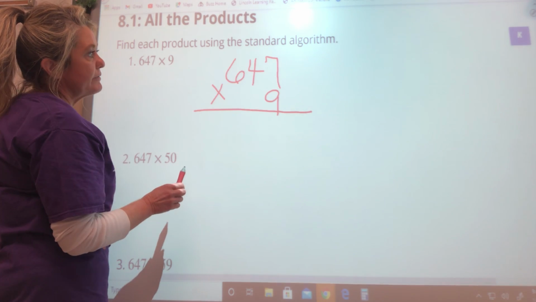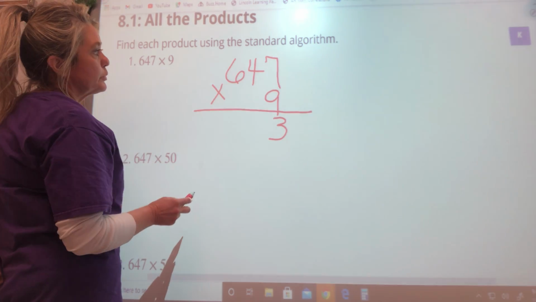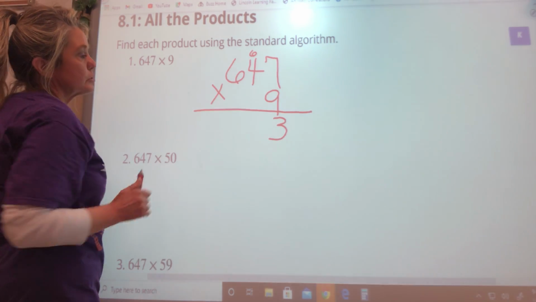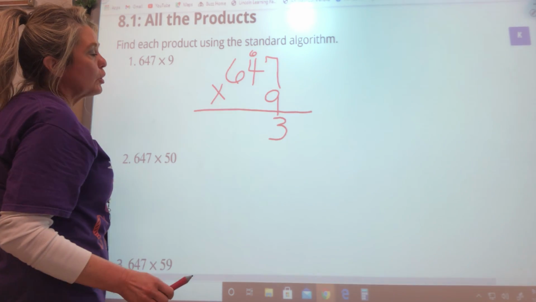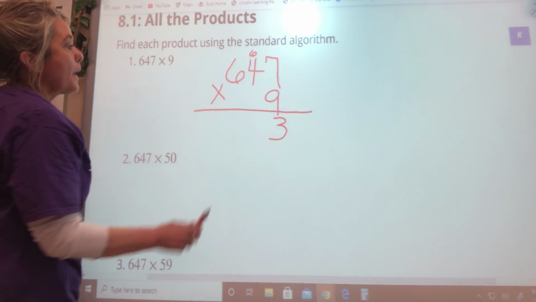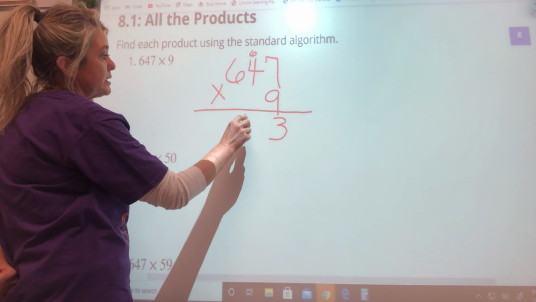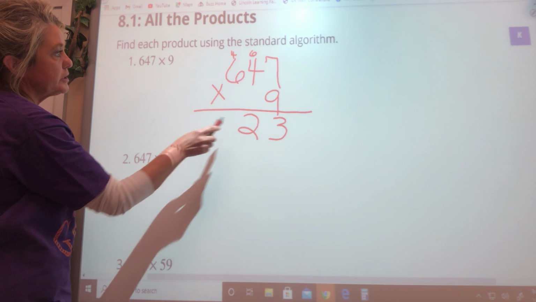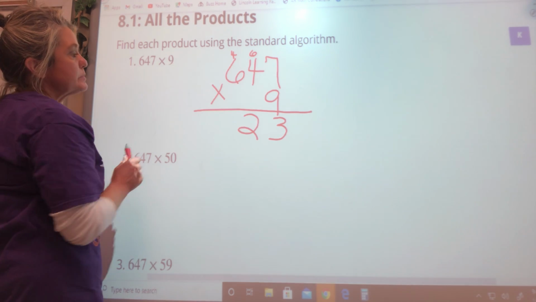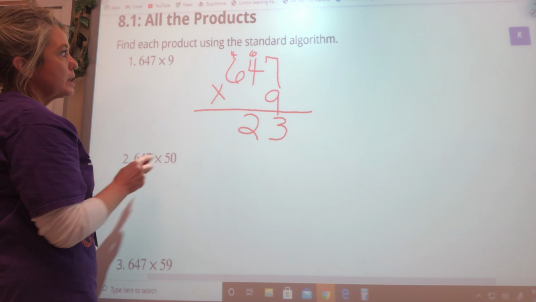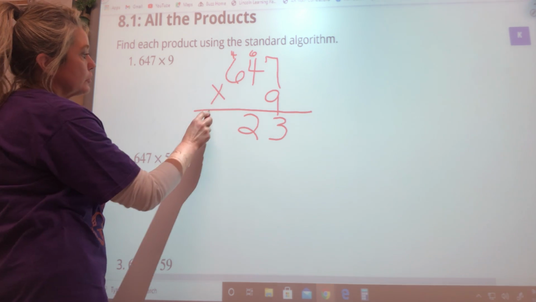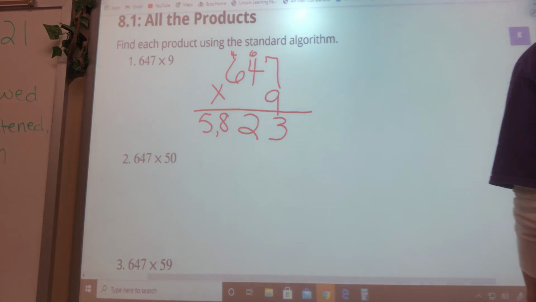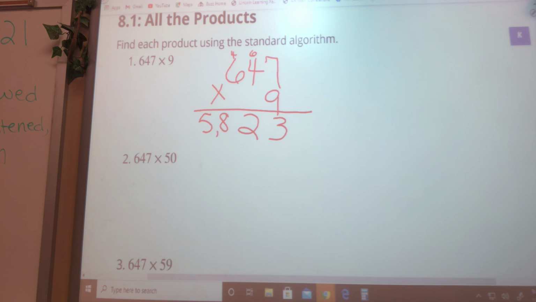So 9 times 7 is 63. So I would put my 3, carry over my 6. So there's my 63. 9 times 4 is 36. Plus 6 is 42. So 2, and I carry over the 4. There's my 42. 9 times 6 is 54. Plus the 4 I carried over would be 58. So my final product is going to be 5,823.